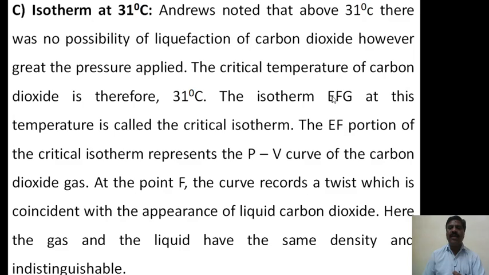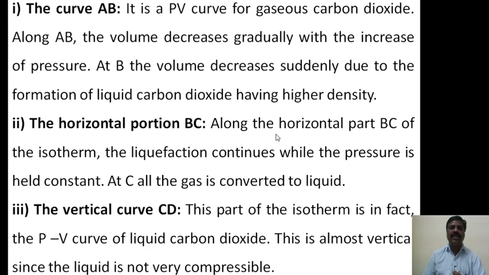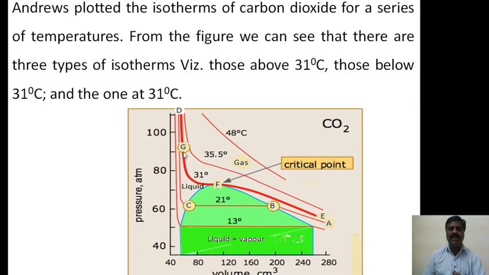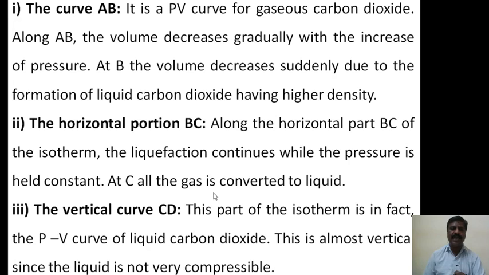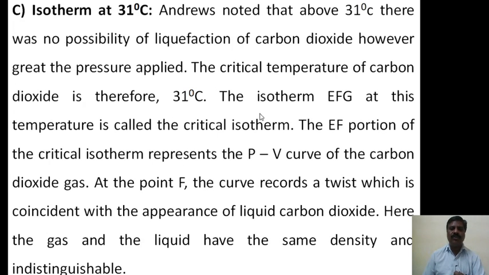The isotherm EFG at this temperature is called the critical isotherm. This is the EFG, the curve, a dark red line. This is an isotherm because the temperature is kept constant at 31 degrees, and we are studying how the volume and pressure change at this temperature. That is called an isotherm. Therefore, the isotherm EFG at this constant temperature is called the critical isotherm.